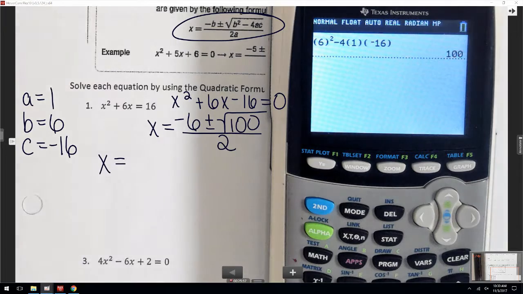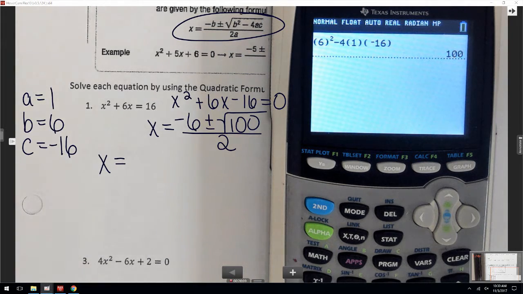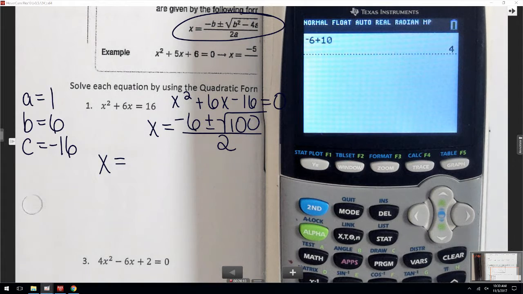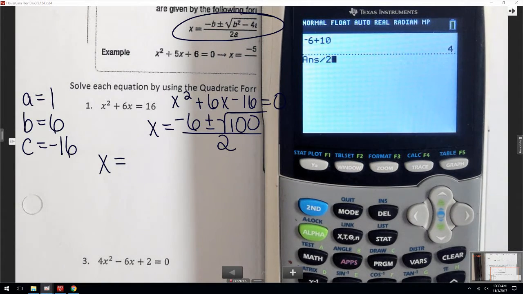All right, so here we go. What's the square root of 100? 10, and you've already got the plus and minus there for you, so you don't have to worry about forgetting it, okay? So you've got negative 6 plus 10. How much is that? Use your calculator. Negative 6 plus 10 enter, right? And then divide by 2, and what do you get? 2.